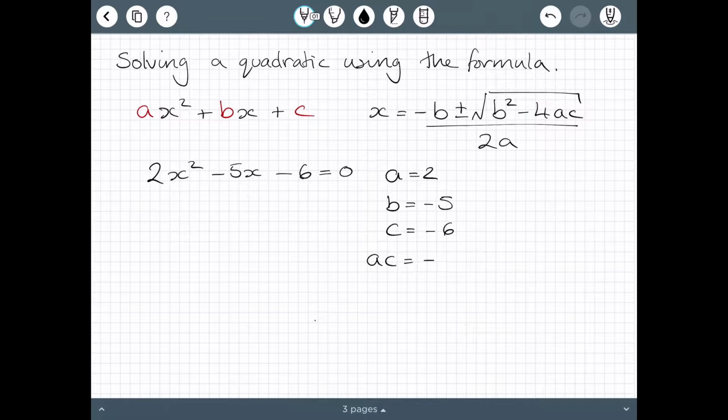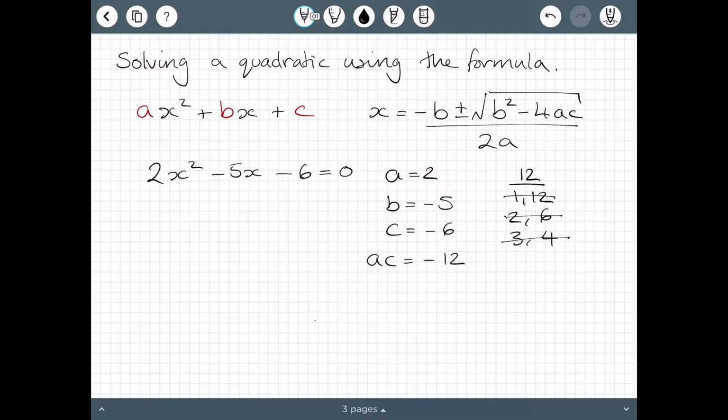So ac equals negative 12. That means we're looking for two numbers that multiply to make 12: 1 and 12, 2 and 6, 3 and 4, and then it would be 4 and 3, so we're repeating. Can I make negative 5 using any of these pairs? With 1 and 12, I can make 11 or 13, so that's discounted. 2 and 6, I can make 4 or 8, so that's discounted. 3 and 4, I can make 1 or 7, so that's discounted. That means there is no way to factorize this, so we have to use the formula.